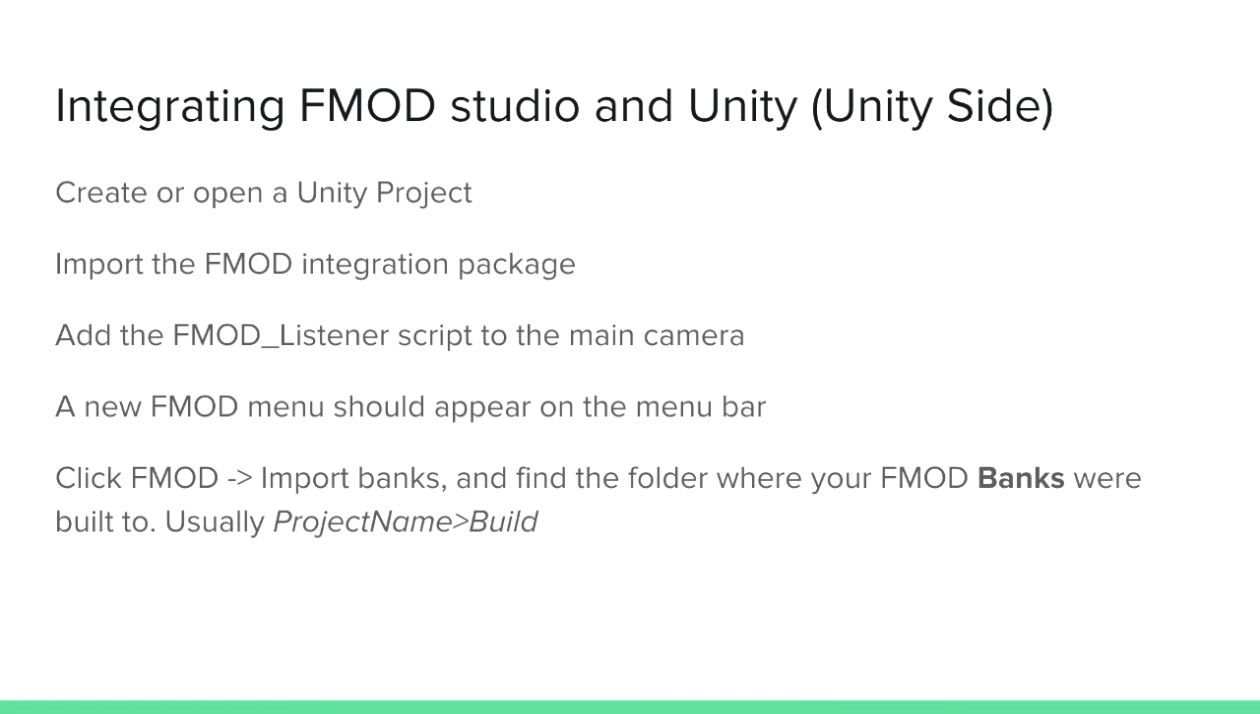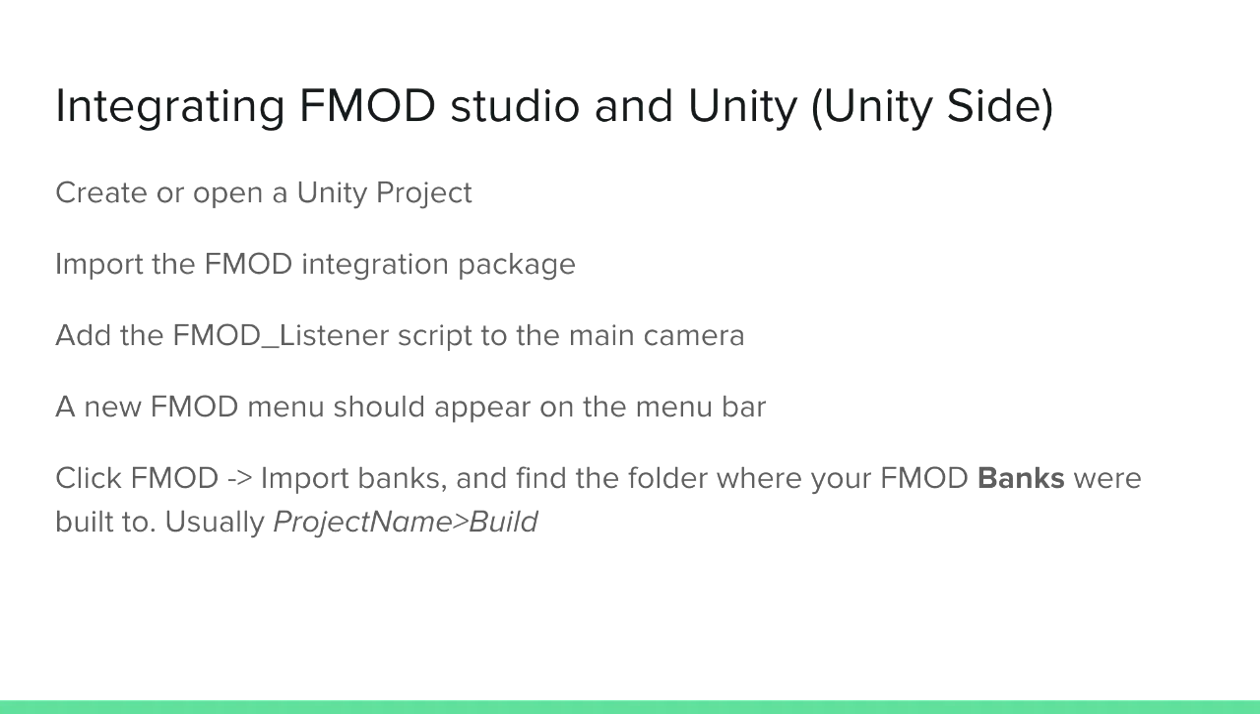On the Unity side, you will create or open a Unity project. You will import the FMOD integration package, which works just like any other Unity plugin. In that Unity plugin, there is a script called fmod_listener. You will attach that to the main camera.